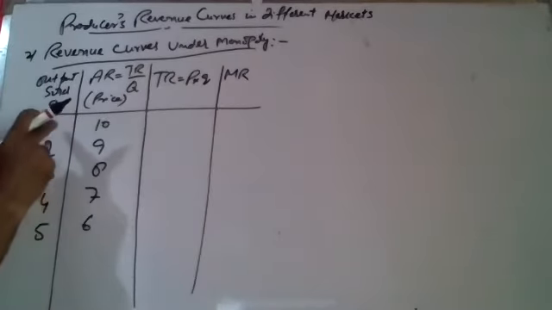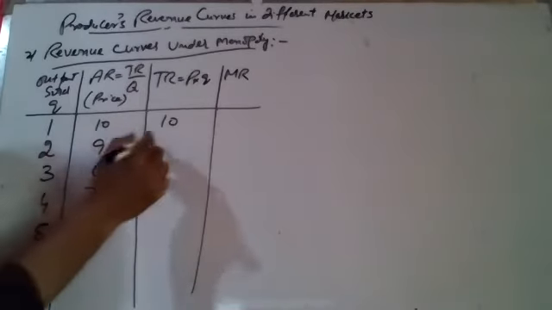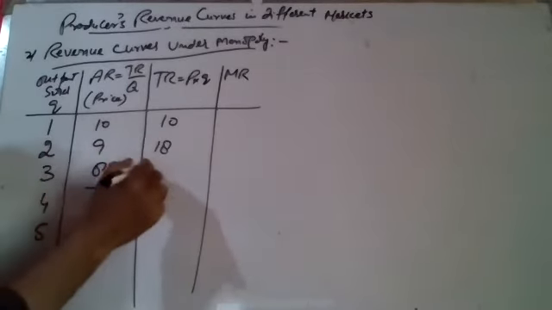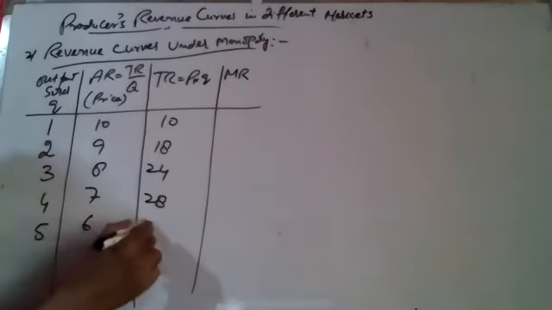We can make total revenue, P multiplied by Q. 10 into 1, it is 10. 9 into 2, it is 18. 8 into 3, it is 24. 7 into 4, it is 28. 6 into 5, it is 30.